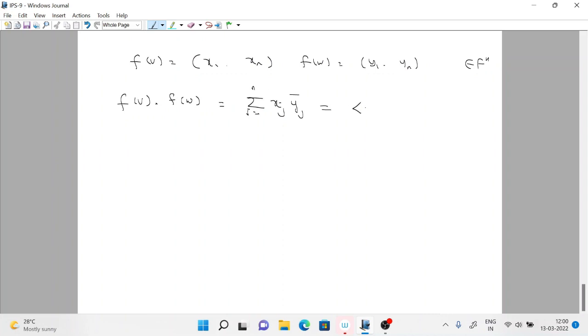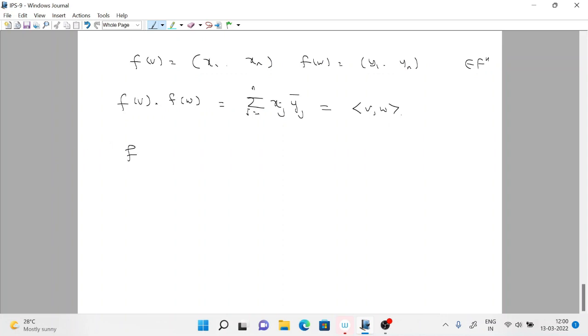Okay. What is f of v? f of v is the ordered n-tuple x1 to xn. f of w is the ordered n-tuple y1 to yn. These are vectors in F^n. And therefore, what is the standard dot product on F^n? The standard dot product on F^n is the sum of xj yj bar, j equal to 1 to n. But this is nothing other than the inner product of v and w.